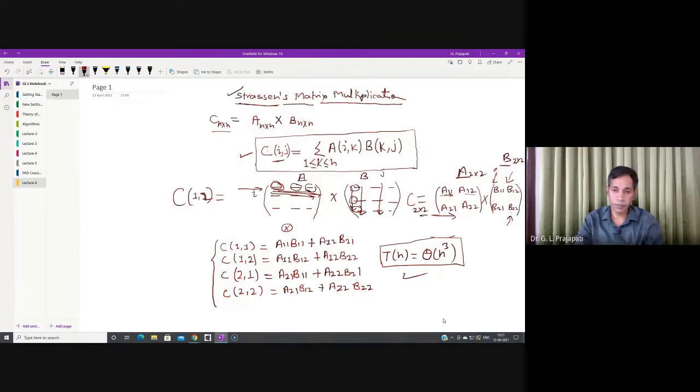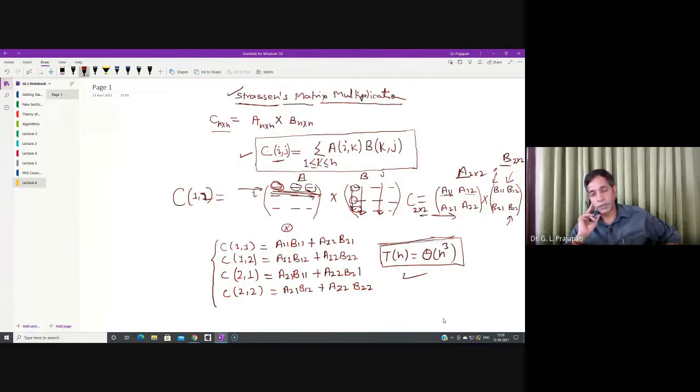Strassen has given a scheme, and using Strassen's methodology, if you multiply two matrices of size 2 by 2, then as compared to the 8, you will need only 7 element multiplications for the 2 by 2 matrix.